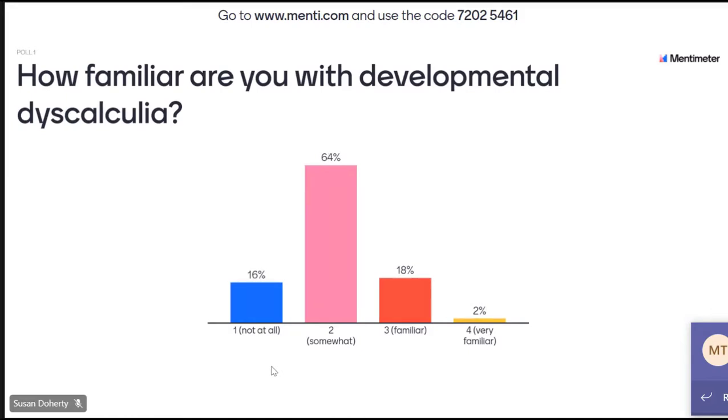So what you can see here, and I don't know, Susan, whether it's my screen, because I can't close the lobby. Okay, so there we go. Now I can see it. The majority of you are somewhat familiar with developmental dyscalculia or not, and we've got a fair few who are fairly familiar or very familiar with developmental dyscalculia, and that will be very helpful to me as well today.